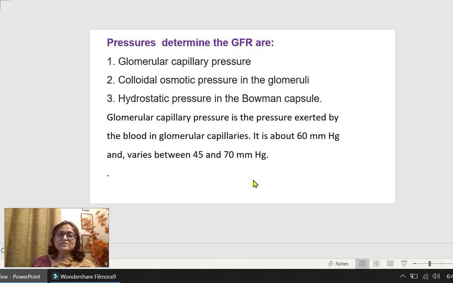Pressure determines the GFR. There are certain pressures. First pressure is glomerular capillary pressure, then colloidal osmotic pressure in the glomeruli, and hydrostatic pressure in Bowman's capsule. Glomerular capillary pressure is the pressure exerted by blood in glomerular capillaries. It is about 60 mm of Hg. Such a high pressure is maintained by our kidney. It may vary from 45 to 70 mm of Hg in a person having some disease or some deformity.